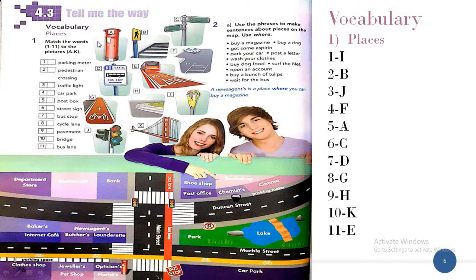5. Post box. Picture A. So this is what we call a post box. 6. Street sign. We match it with picture C. Okay, this is a street sign. Good. 7. Bus stop. It's D. It's clear. 8. Cycle lane. Okay, look, this is what we call a cycle lane. 9. Pavement. Which picture? Good, H.